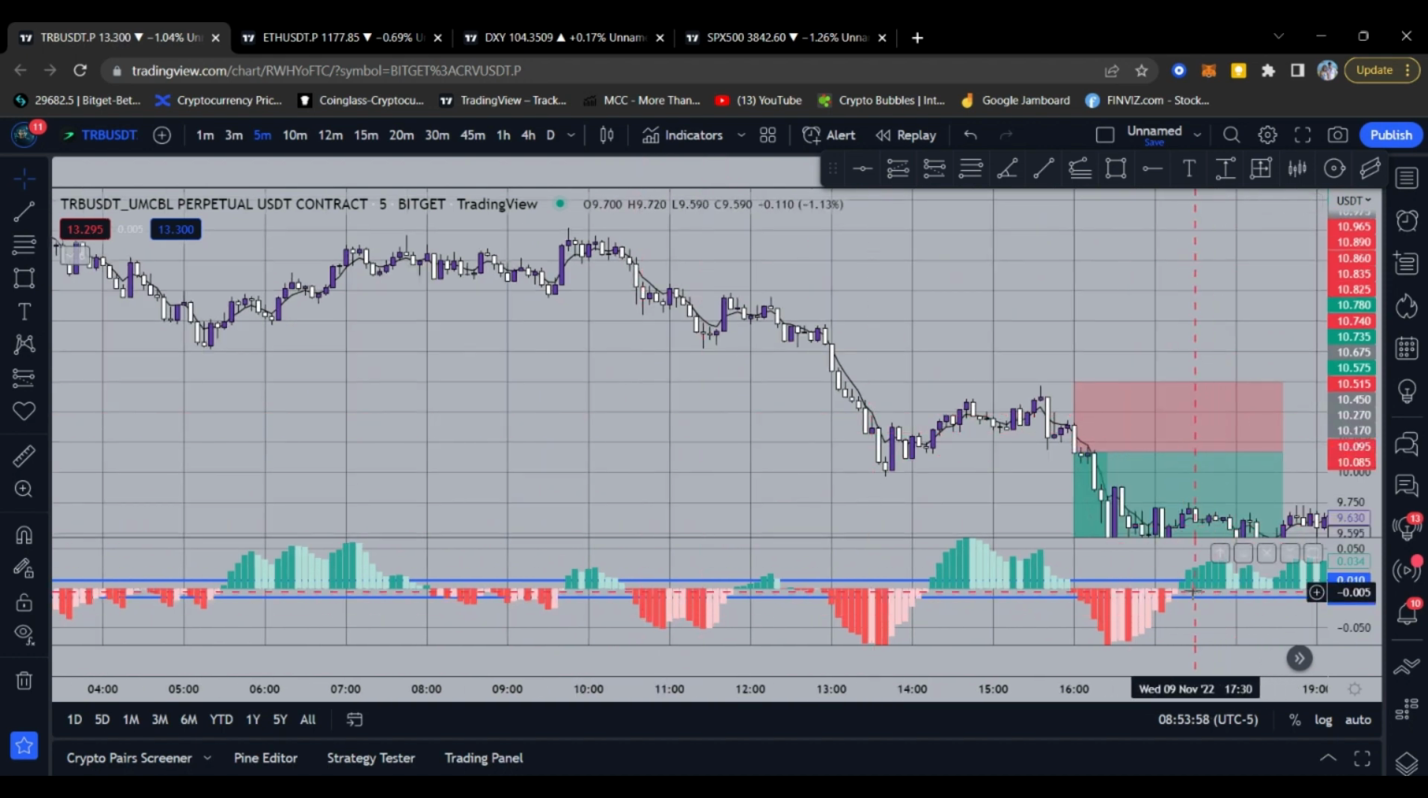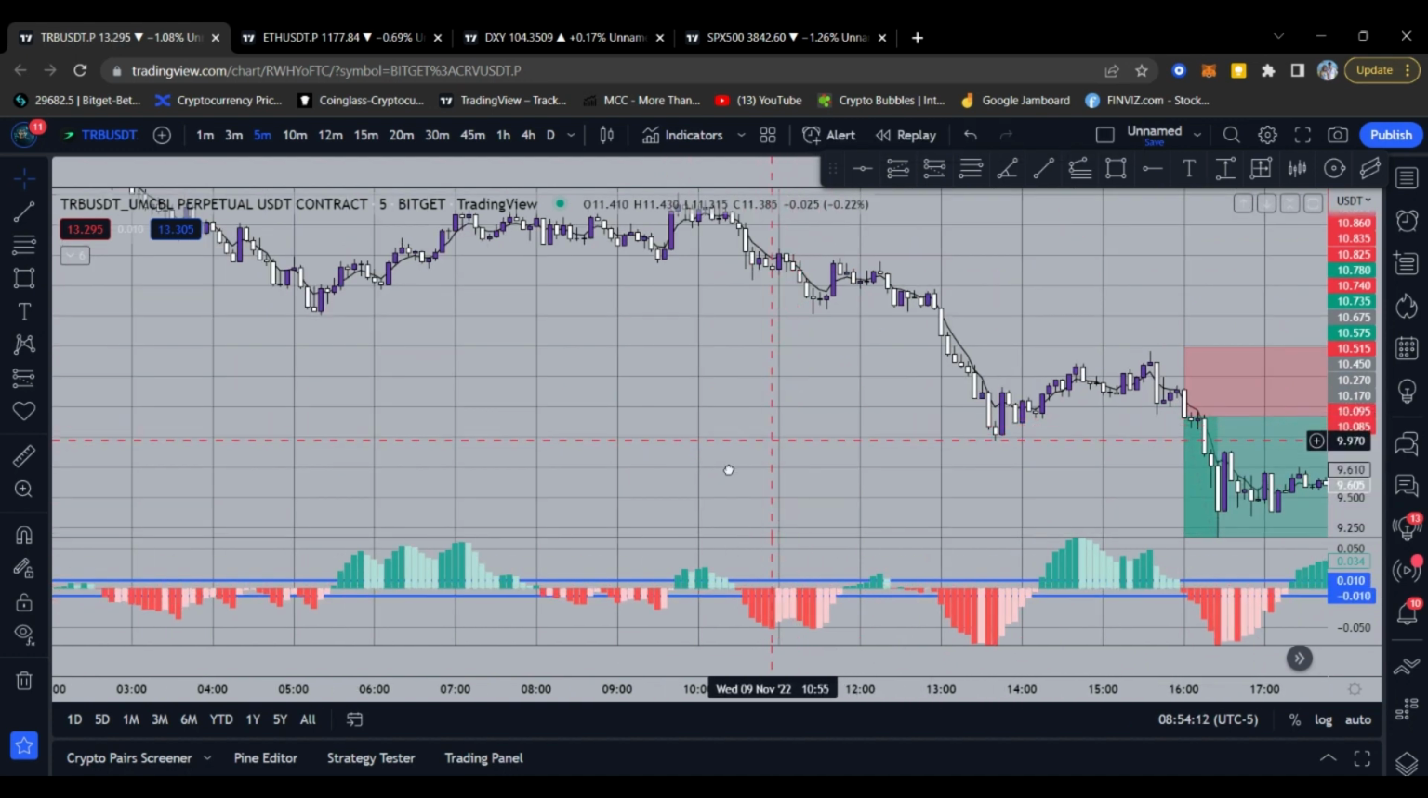Then what we're going to do in the MACD is draw two horizontal lines, one at plus 10 and one at negative 10. This one's actually at negative 11, so let's just move this to negative 10 right there. I have these two blue lines.